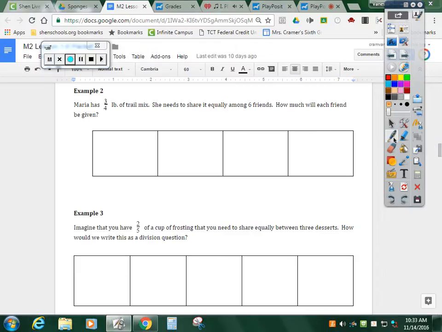Maria has 3/4 pounds of trail mix. She needs to share it equally among 6 friends. How much will each friend be given? That means you need to take your 3/4 pounds of trail mix and divide it equally among 6 friends. So we're really doing 3/4 divided by 6.